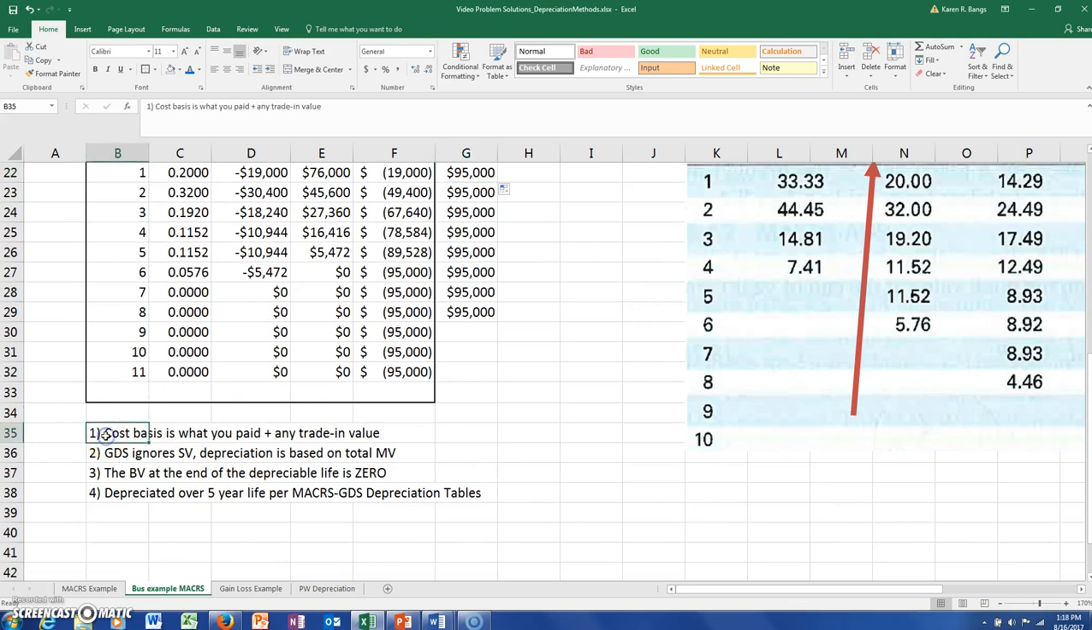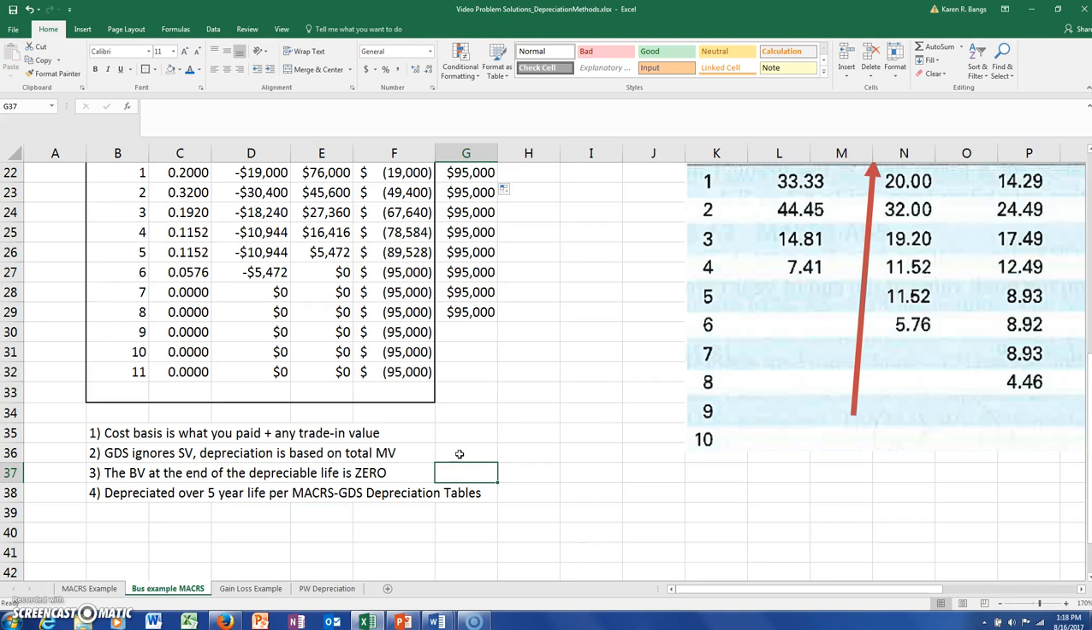So reminder or recap here: the cost basis is what you paid plus any trade-in value and really plus the transportation and installation fees, which we saw in the prior videos. The MACRS general depreciation system ignores salvage value when calculating depreciation. The only time that salvage value, what the item might be worth when we sell it in the market after we've used it, is used is when we calculate the gain or loss on the asset, and we'll do that in the next video. The book value at the end of the depreciable life is 0, as it always is for MACRS.